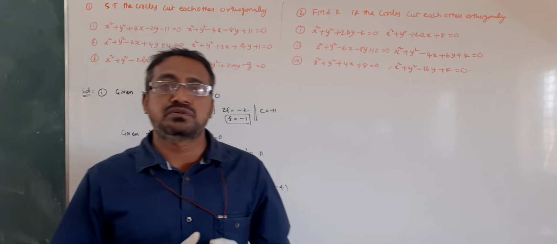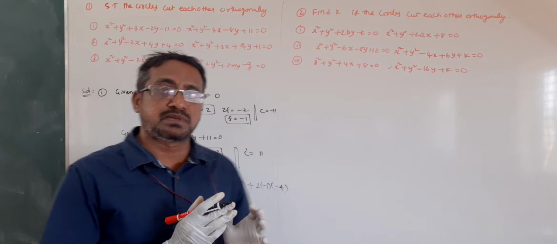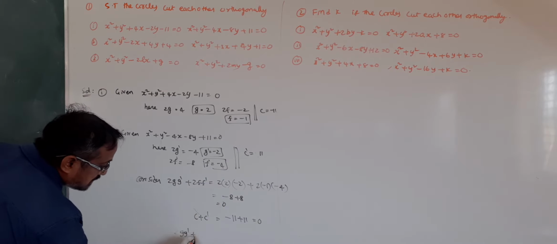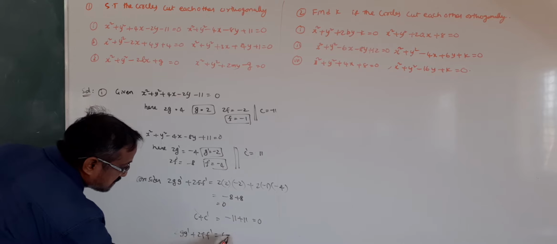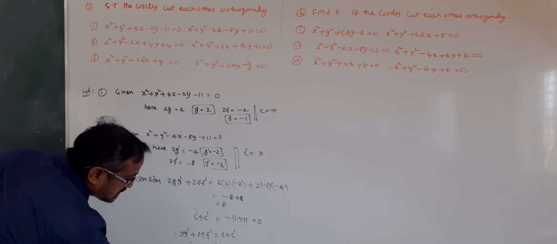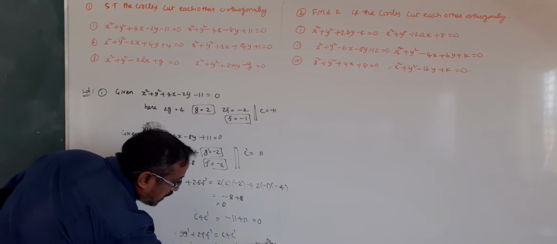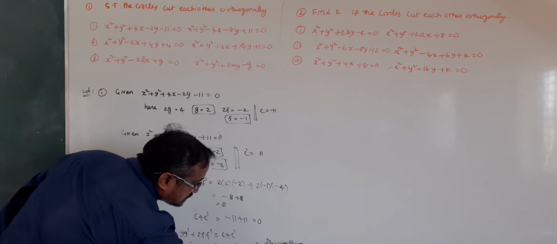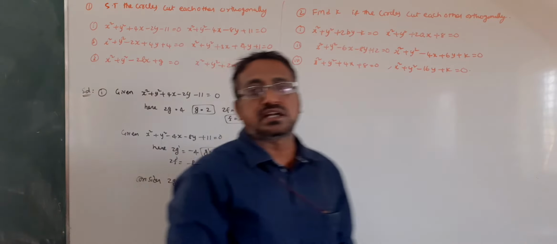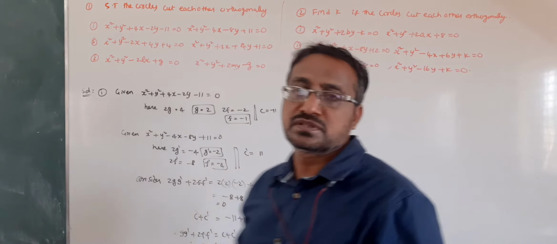Now you have 2gg' plus 2ff' is equal to c plus c'. Therefore, the circles cut each other orthogonally. That is the required condition. Similarly, you have to do the remaining two problems.